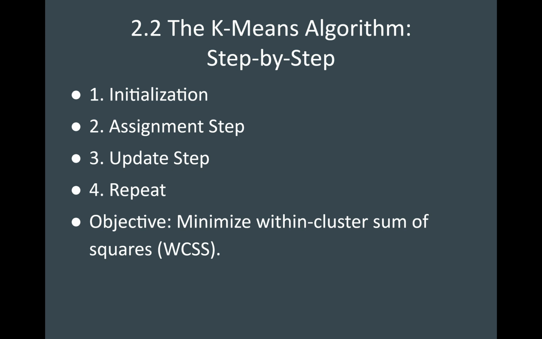Mathematically, the objective of k-means can be expressed as minimizing the within-cluster sum of squares. It is called WCSS, where k is the number of clusters. C_i represents the ith cluster and μ_i is the centroid of the ith cluster, and x is a data point within the cluster.